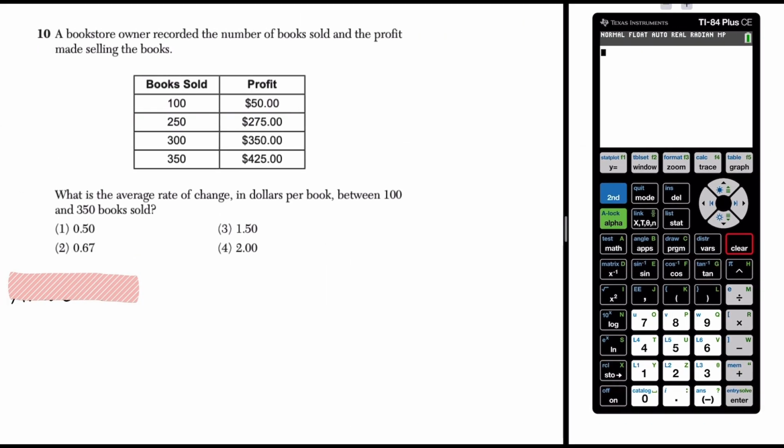All right, let's look at number 10, and the answer for this one is 3. We have a ton of space, so we're going to jump right in. All we're looking for in this one is the average rate of change between 100 and 350 books sold, which is our entire range. To be honest, all our numbers are going from 100 to 300. So we're going to find our rate of change, our change in y over change in x. This is our x, this is our y.